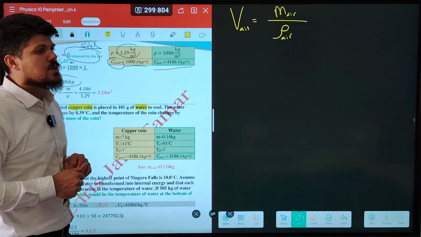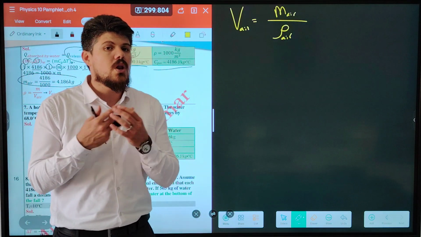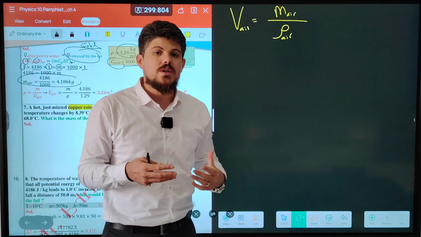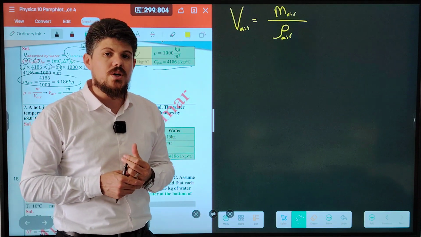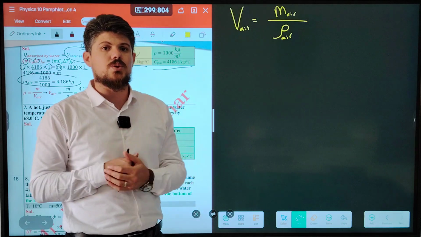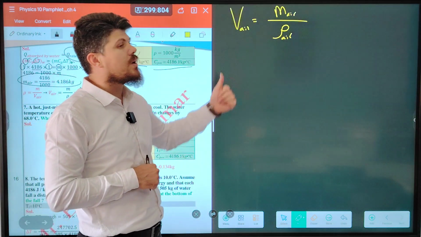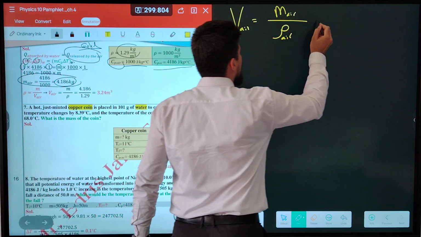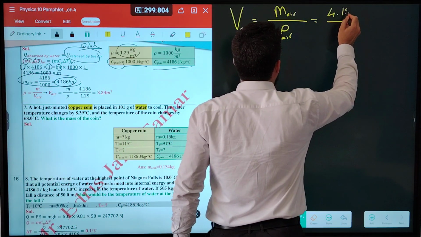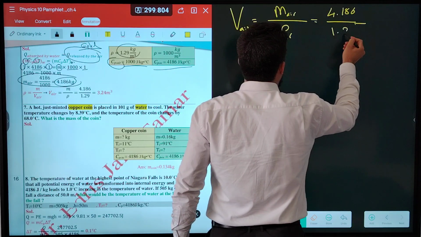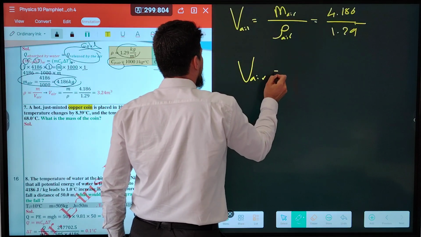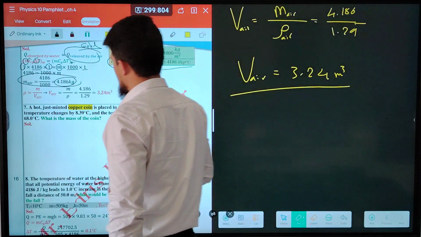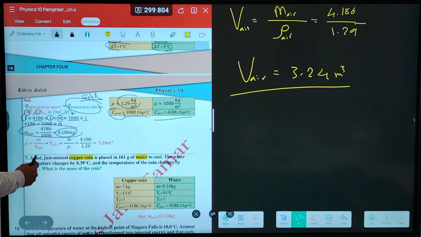The question asks you to find the volume of air, but you cannot find the volume of air without the mass of the air. So at first you have to find the mass of air by using the conservation of energy transfer between the air and the water. Then you can find the volume of the air. Mass is equal to 4.186. Then V of air is 4.186 divided by the density of air 1.29, which is 3.24 meter cube. Okay, so this is question 6.